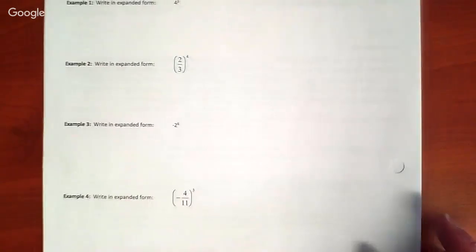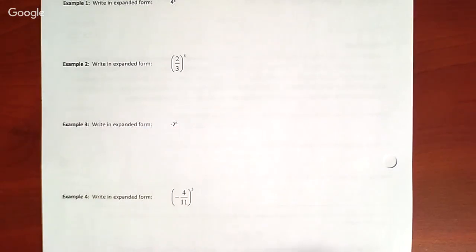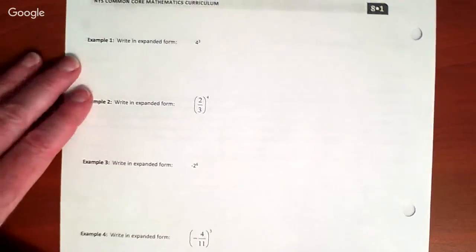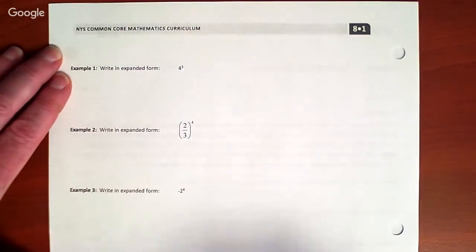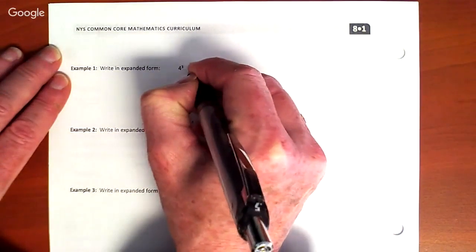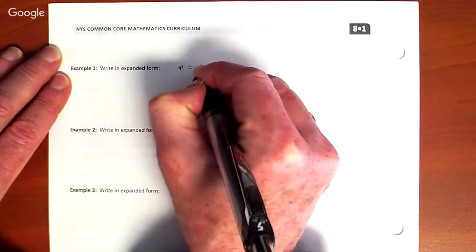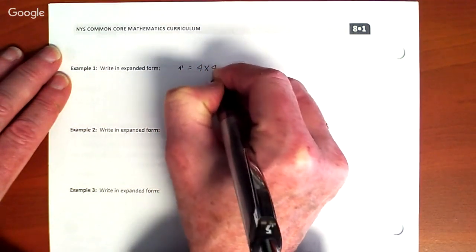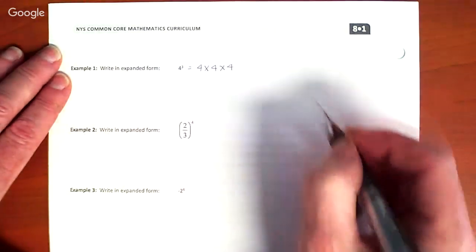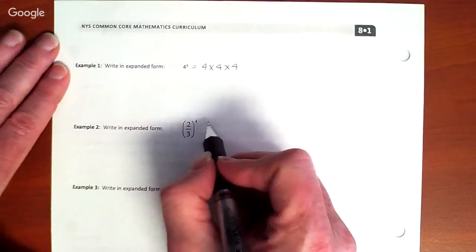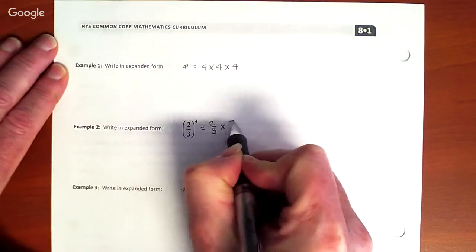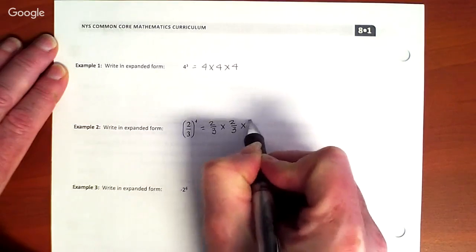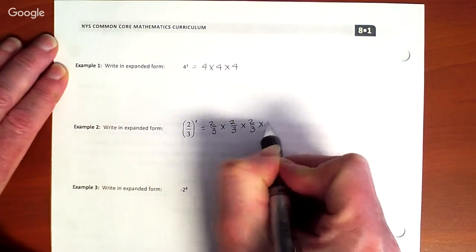So next, to write an expanded form, what that means to do is to write it multiplying it to itself. So for example, in expanded form here, it means to write it 4 times 4 times 4. For example, 2/3 to write in expanded form would be 2/3 times 2/3 times 2/3 times 2/3.